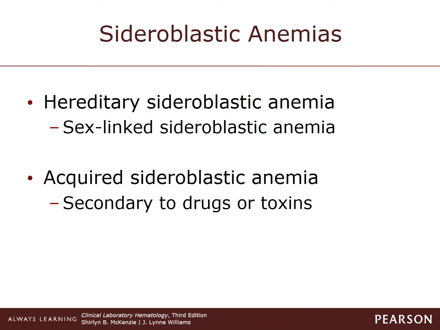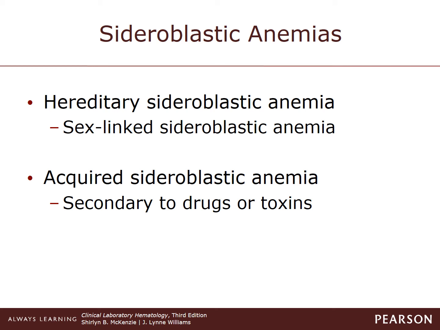The hereditary type of sideroblastic anemia is a sex-linked hereditary condition due to abnormal synthesis in the first step of the iron incorporation into the protoporphyrin ring. Within the bone marrow, you have erythroid hyperplasia and ineffective erythropoiesis. You have increased iron absorption in the gut, which may lead to iron overload that can lead to complications such as cardiac failure or diabetes.